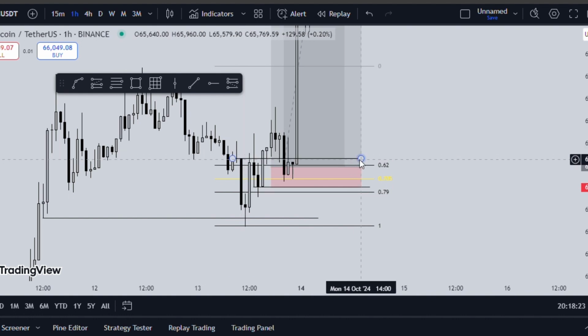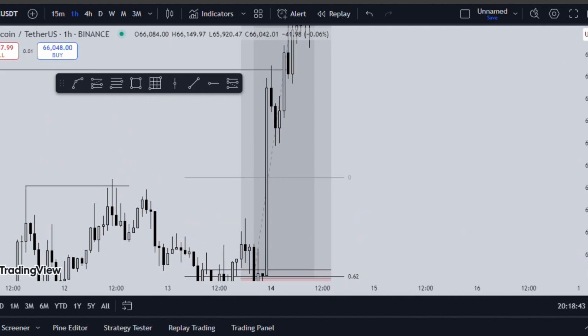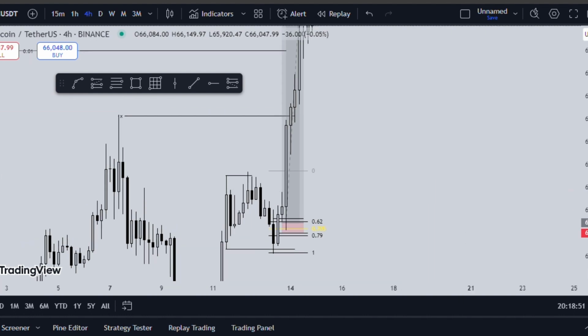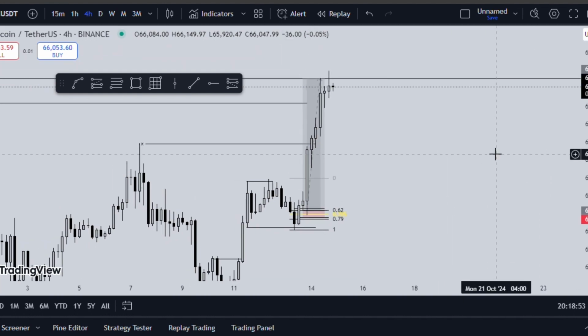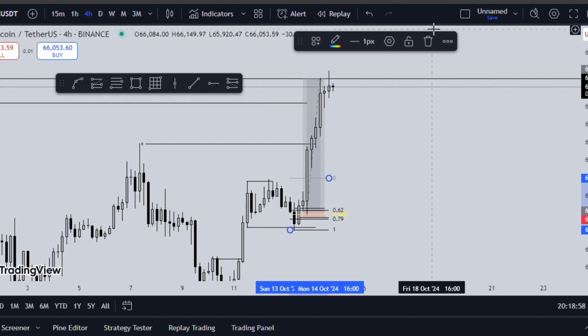You see, I drew a line here on this other block, or to come down a bit and wick the 0.62, but it came down to the 0.705. That was before it started going up, and after that, you see a very aggressive move to the outside. Exactly. Beautiful trade.